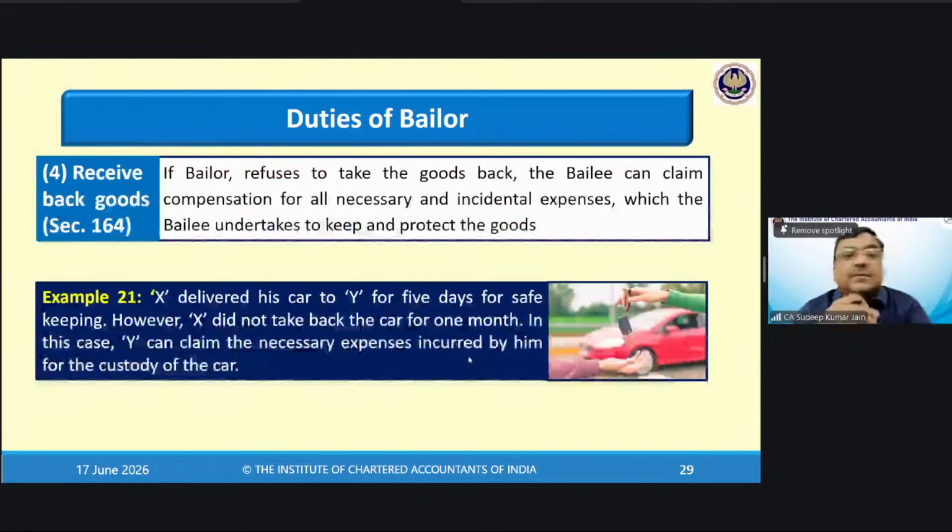Receive back goods. It is the duty of the bailor to get back the goods after the purpose is accomplished or after the expiry of the period. But if the bailor refuses to take the goods back, the bailee can claim the compensation for all necessary and incidental expenses, which the bailee undertakes to keep and protect the goods.